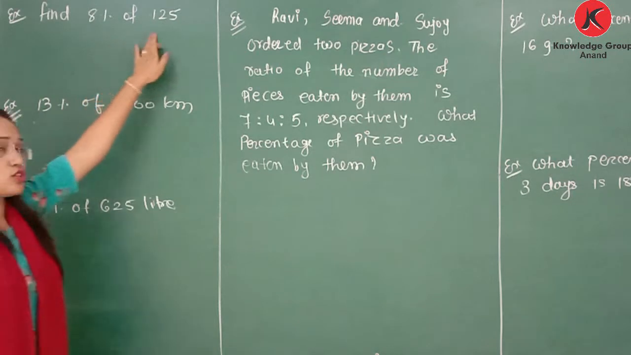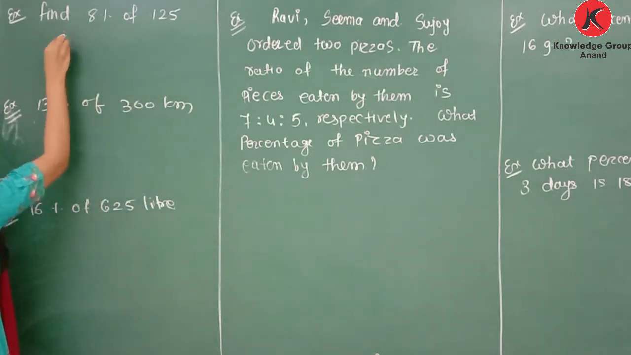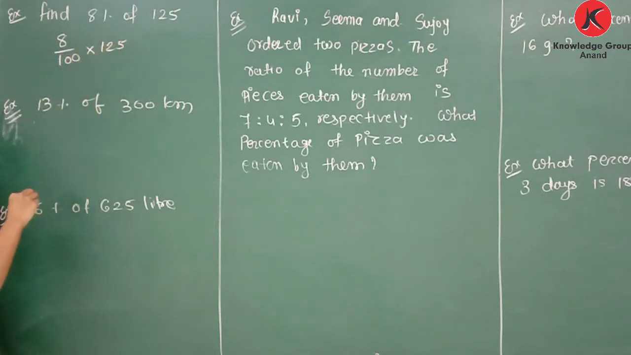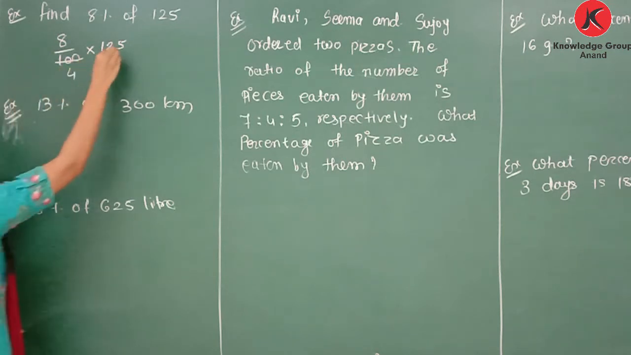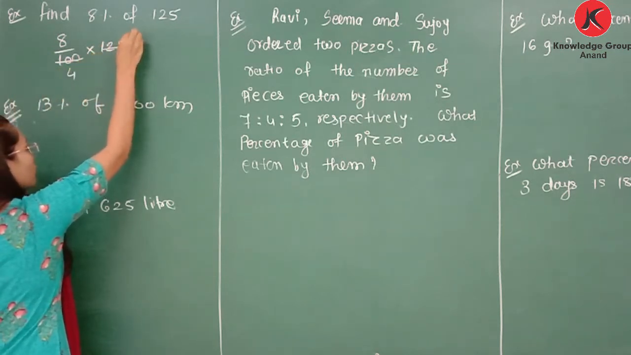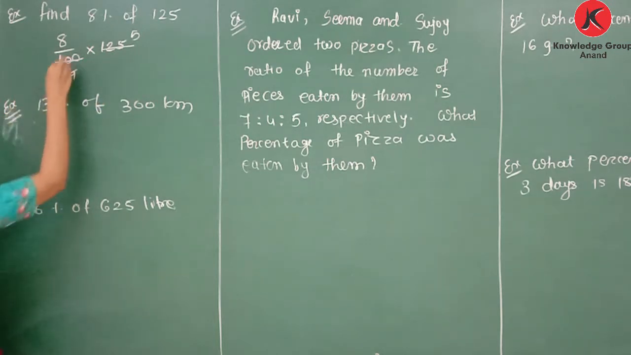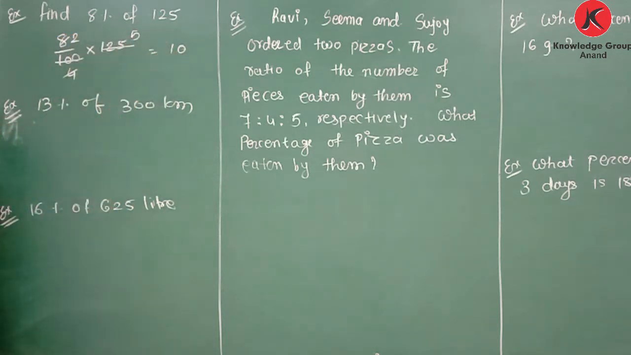Find 8% of 125. So again 8% means 8 by 100, multiplied by 125. So here 4 multiplied by 25 is 100 and 5 multiplied by 25 is 125. Common factor is 25. 25 5s are 125, 25 4s are 100. So 25 will be cancelled. 4 2s are 8, so here 10. 8% of 125 is 10.